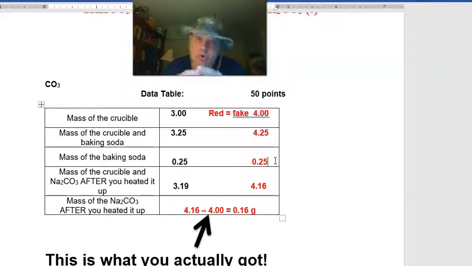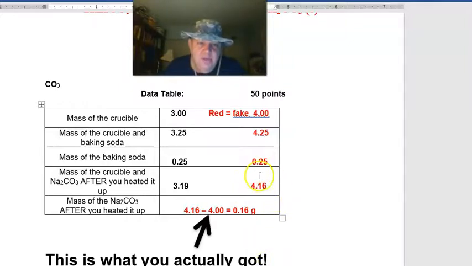Now, we heat it up, and then we have the mass of the crucible and our potassium carbonate after you heated it up. So we got 4.16. I pulled this number out, so work with me here. It says mass of the Na2CO3 after you heated it up, but in this case, it's K2CO3, right?